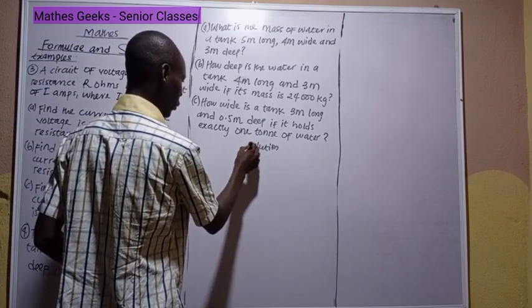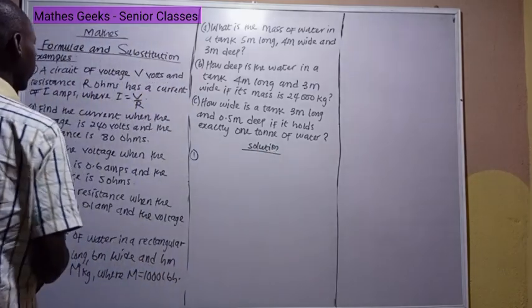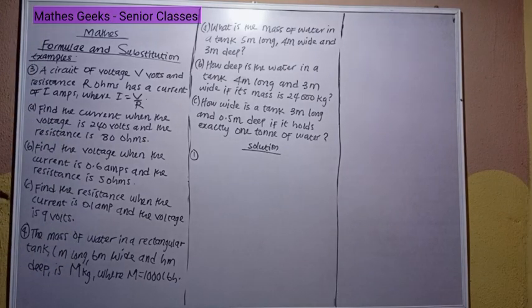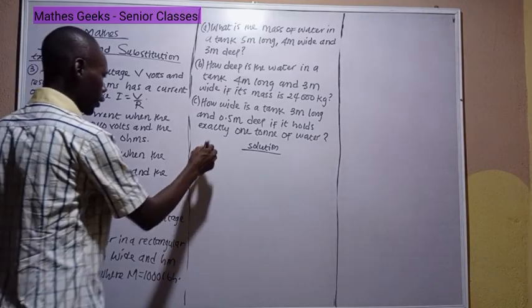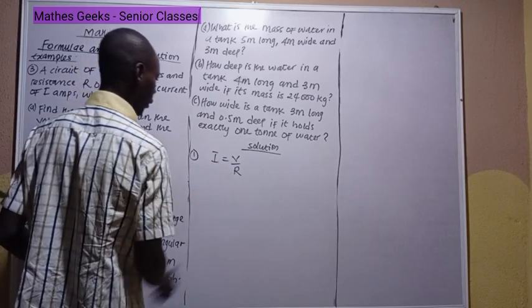Solution. A circuit of voltage V volts and resistance R ohms has a current of I amps, where I is equal to V over R. Find the current when the voltage is 240 volts and the resistance is 80 ohms. So let's write our formula: I is equal to V over R.